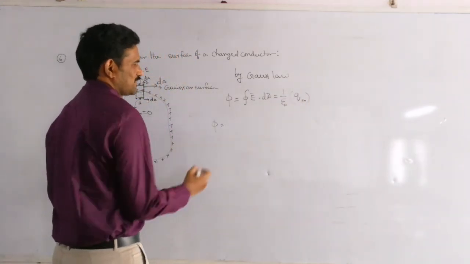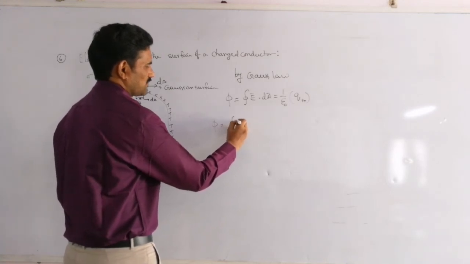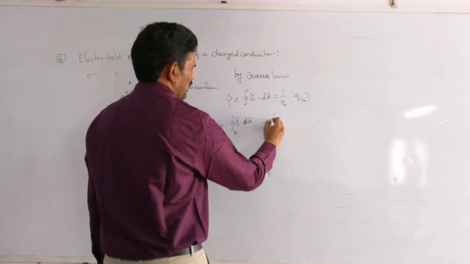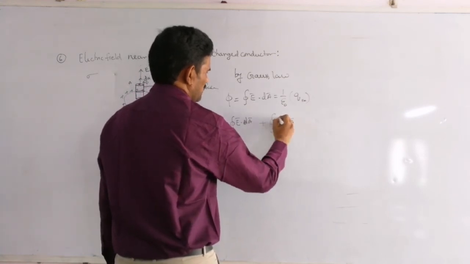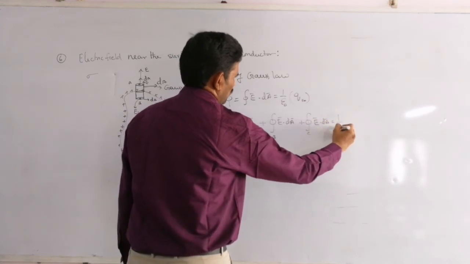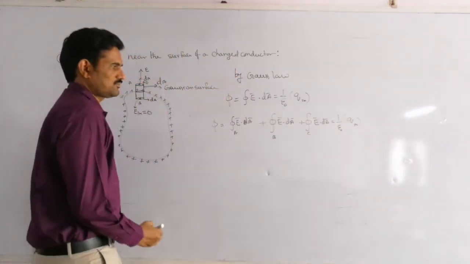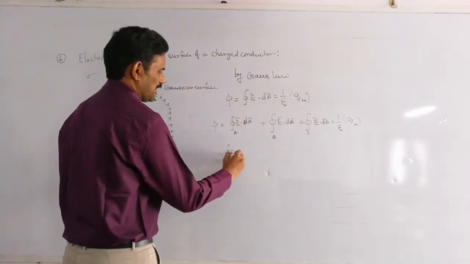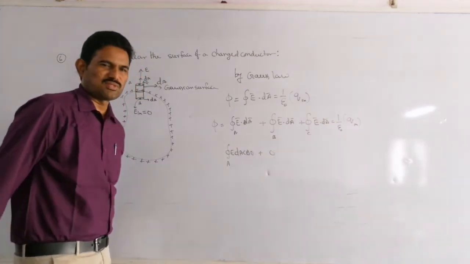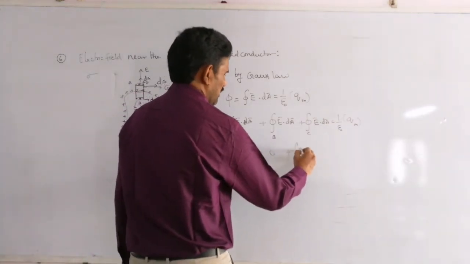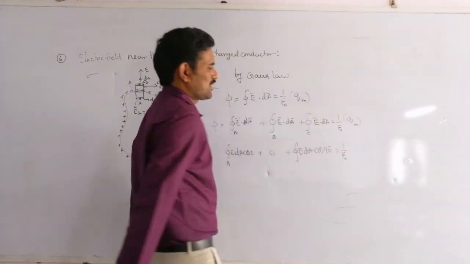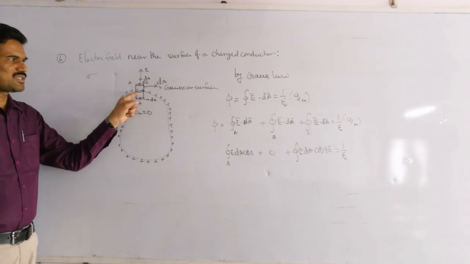Now this flux we can write as the flux passing through the top surface A, E bar dot dA bar, plus the flux passing through the bottom surface B, plus the flux passing through the curved surface. This is equal to 1 by epsilon naught times the charge enclosed, right? For the surface A we can write E into dA into cos 0. For the surface B, E is 0, so this value will be 0. And for the curved surface, E into dA into cos 90. This is equal to 1 by epsilon naught times the charge enclosed that we need to write here. Can you say how much charge is present inside this Gaussian surface?